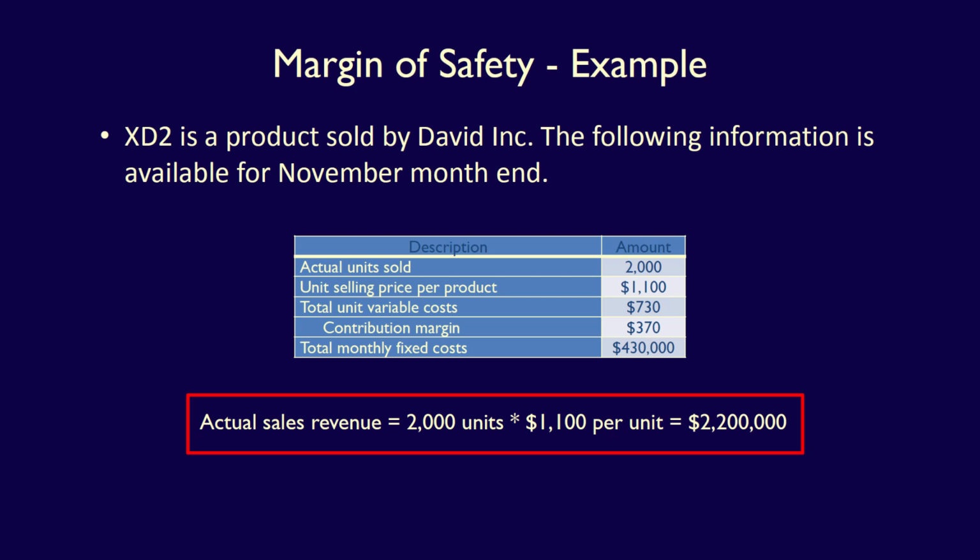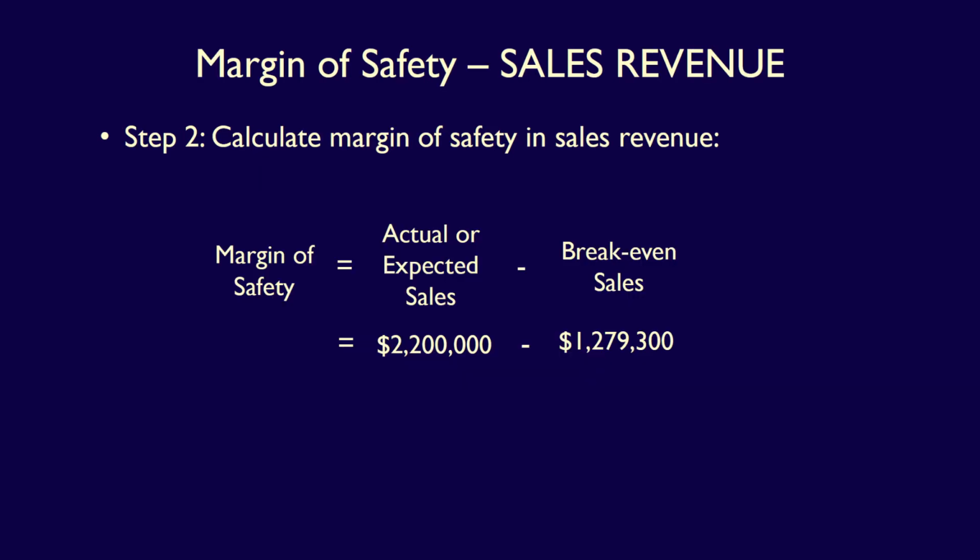How is that calculated? We can calculate that by multiplying the sales revenue per unit of 1,100 by the actual number of units sold, which is 2,000. 1,100 multiplied by 2,000 units is equal to $2,200,000. We can now use this information in our formula. Actual sales of $2,200,000 minus break-even sales of $1,279,300 is equal to $920,700.